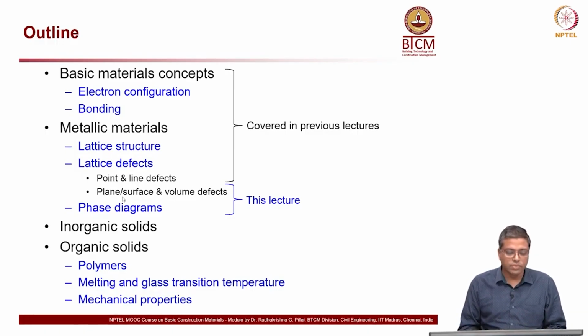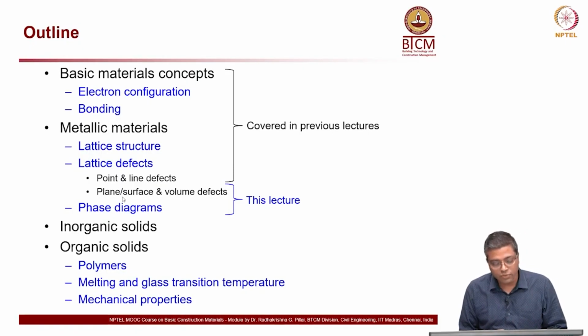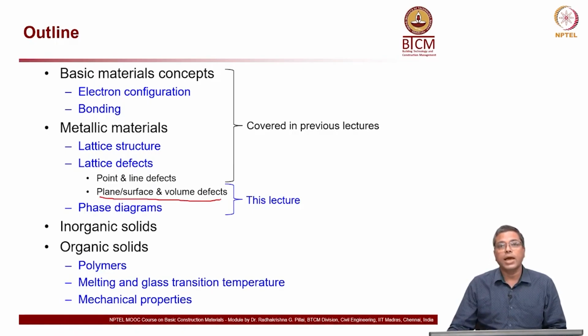In the previous lectures we covered electron configuration, atomic bonding, and also talked about lattice structure, lattice defects, and two types of defects. There are point and line defects, and today we will be talking about plane or surface and volume defects, and then also phase diagram. So, this is what we are going to cover today.